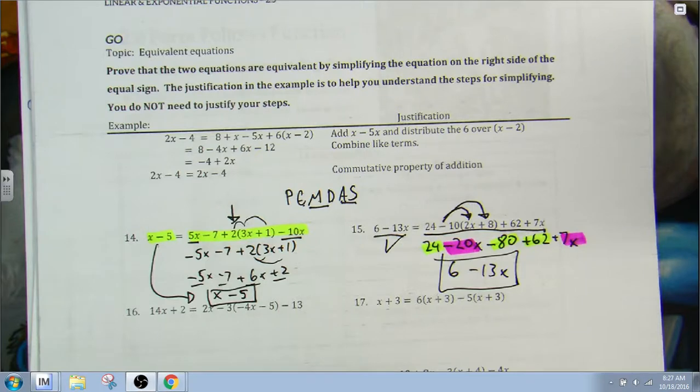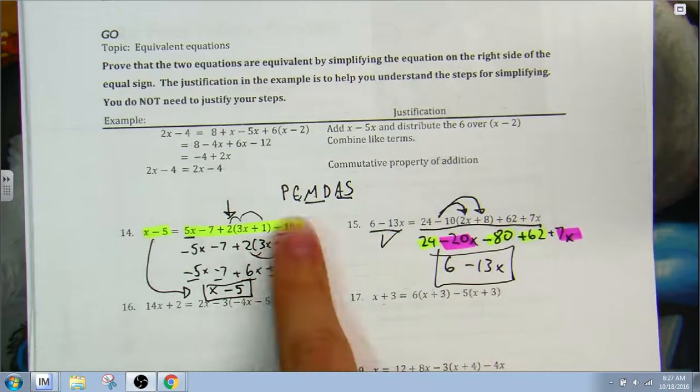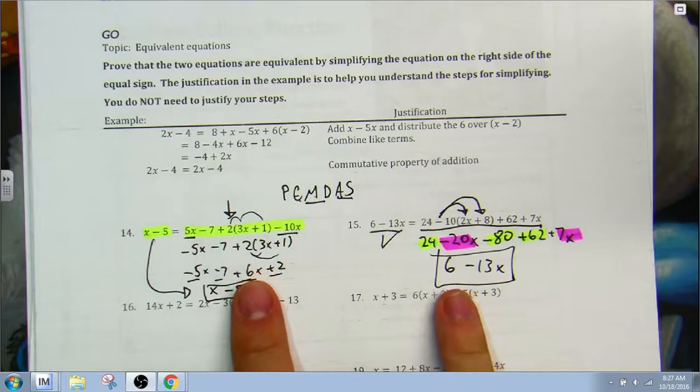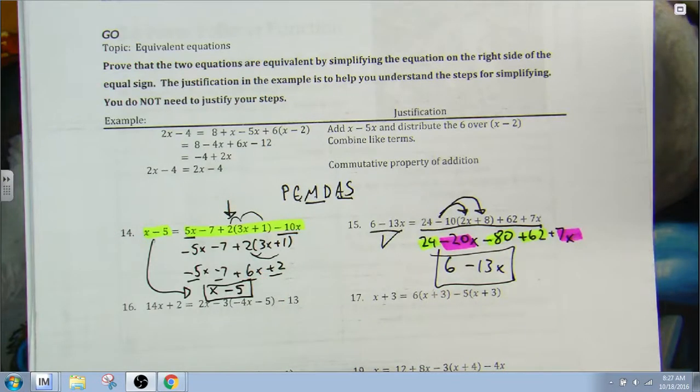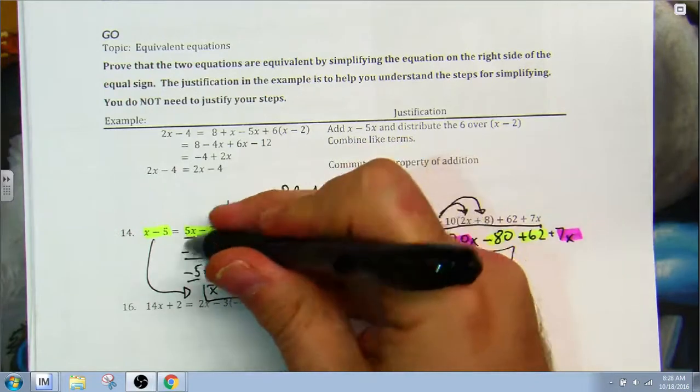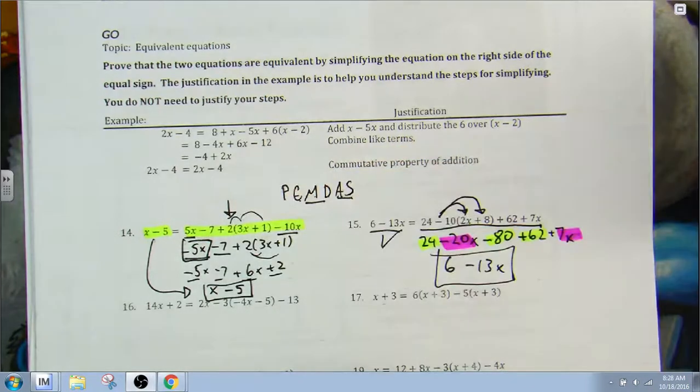Make sure you identify what your stuck point is on these, because there's a lot of complicated things that are happening here. Is it the distribution? Is it combining like terms? Remember, we can't combine our x's and our whole numbers. We can only combine our x's with other x's. So keep that in mind as you move through this, and come back on Thursday with some questions for me. Have a good one.